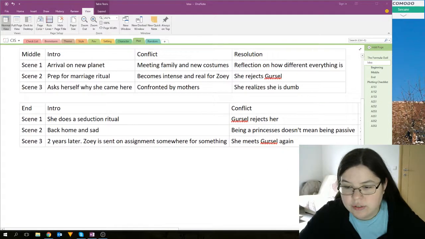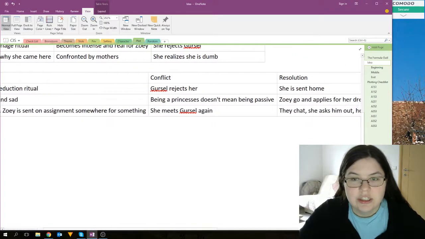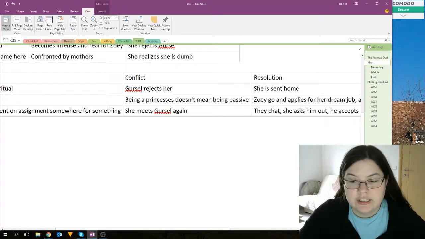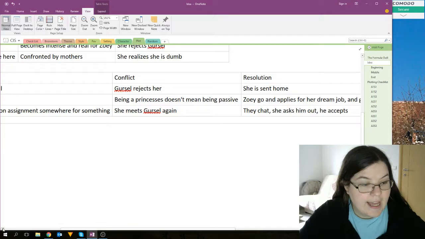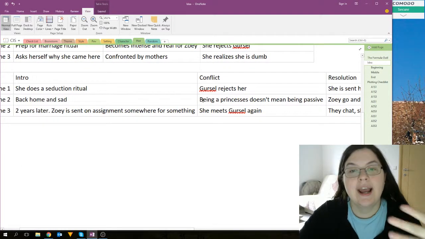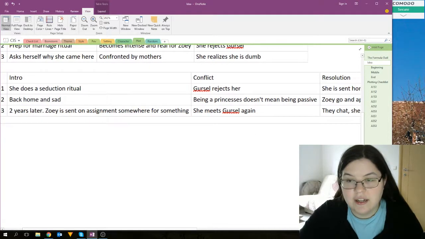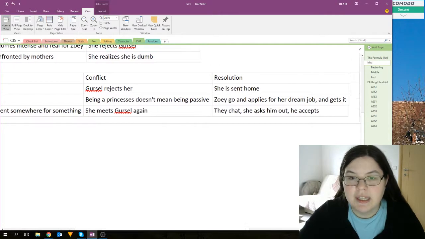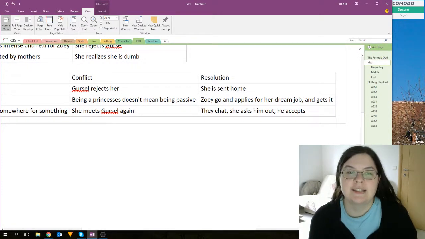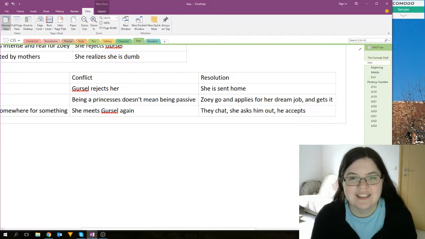Why can't I scroll over? Oh, there it is. Giselle rejects her. She's later sent home. And when she gets home, she's sad. Her aunt comforts her by saying being a princess doesn't mean being passive. And Zoe takes this to mean that she needs to take her life in her hands, and instead of going back to the planet for Giselle, she decides to reapply for her dream job, and she gets it.